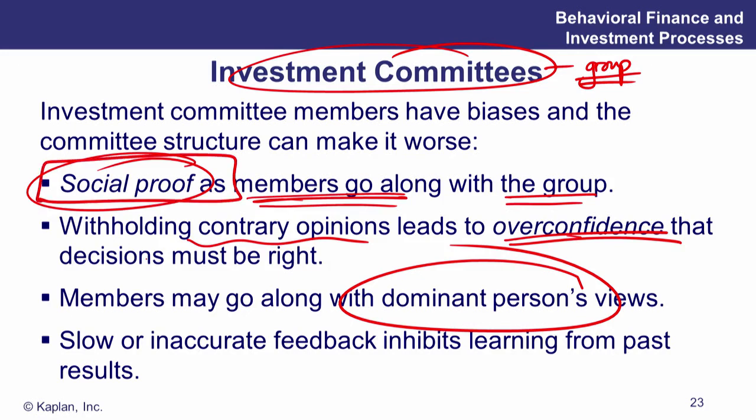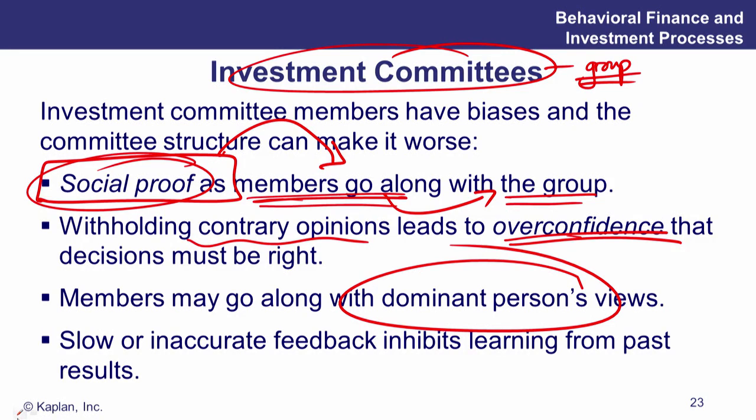Social proof, by the way, is the name for this idea that you tend to want to go along with the group rather than resist it. Not everyone, but on average that tends to be a trait. So that's a new phrase. Make sure you take that away: social proof.